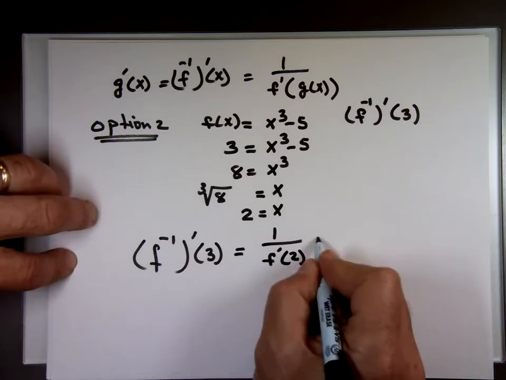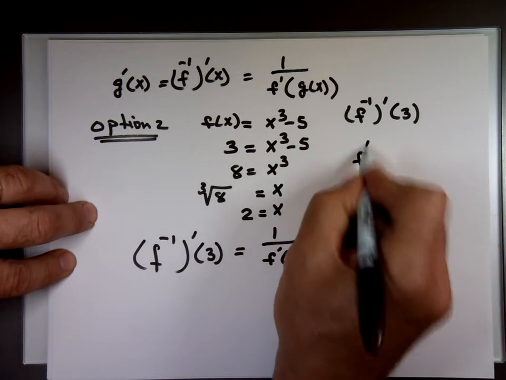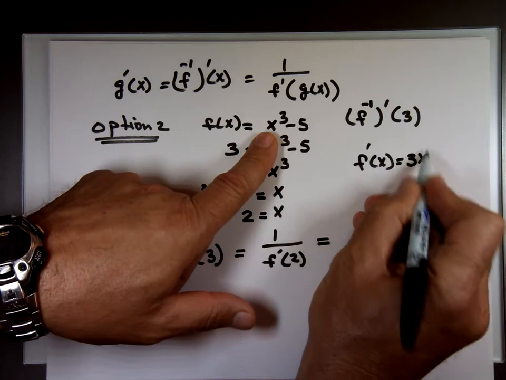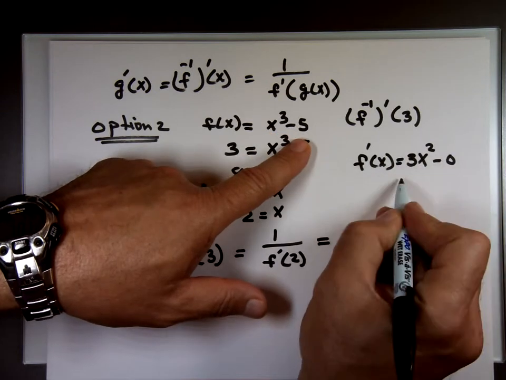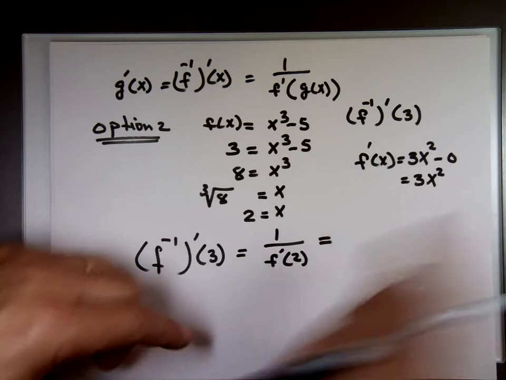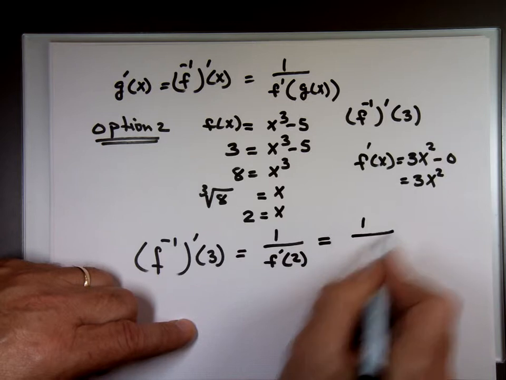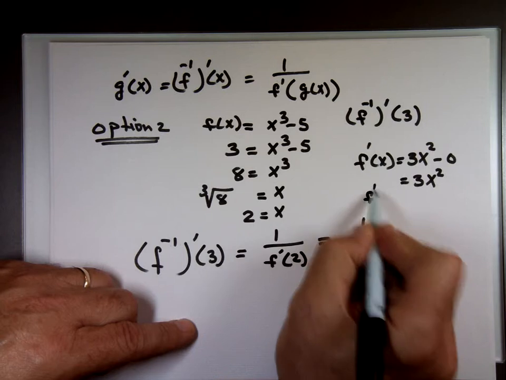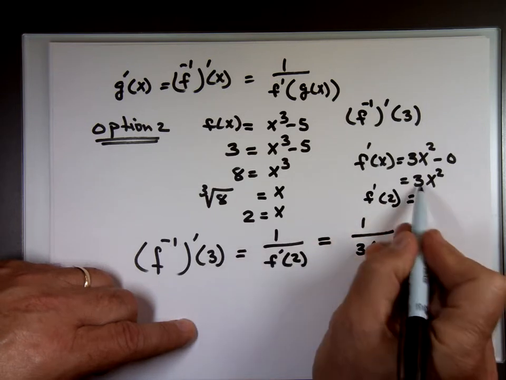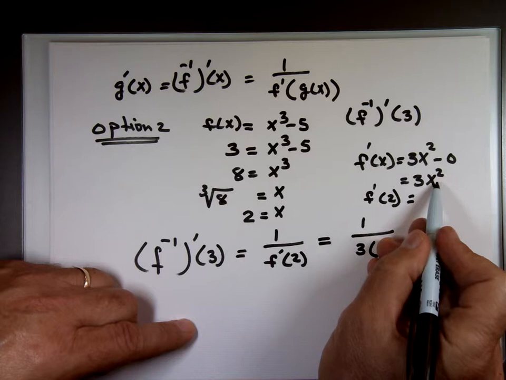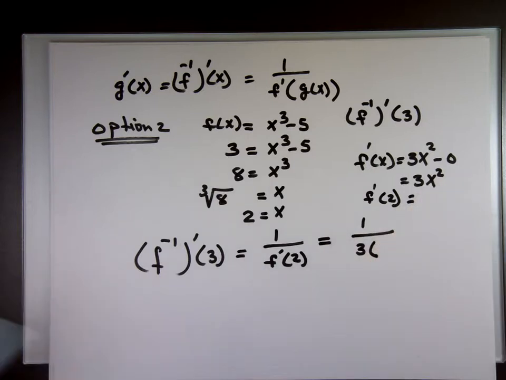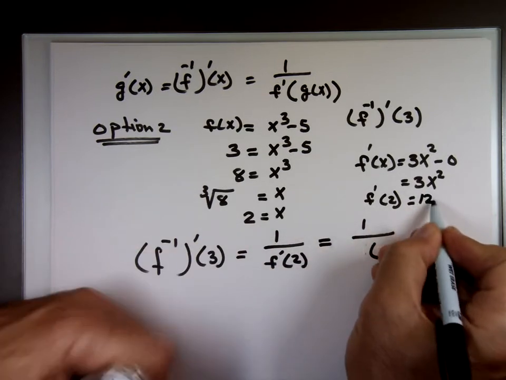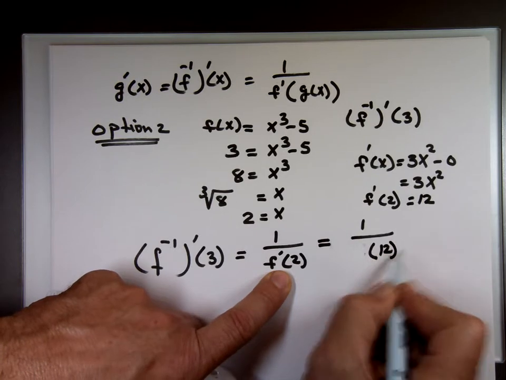So what's f prime here? F prime of this function, what's the derivative of x cubed? 3x squared minus, what's the derivative of 5? 0, so that's 3x squared. So what is the derivative at 2? 3 times 2 squared is what? 4. I already have the 3 here. 4 times 3, 12. So what's the derivative at 2? That's 12, and the answer is the same.